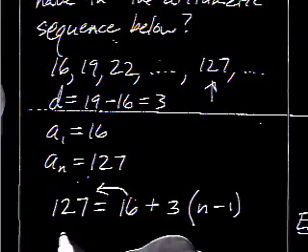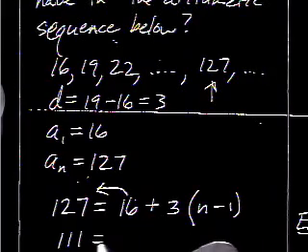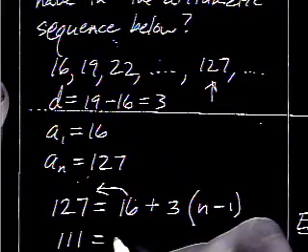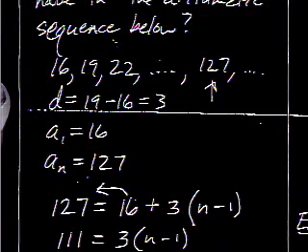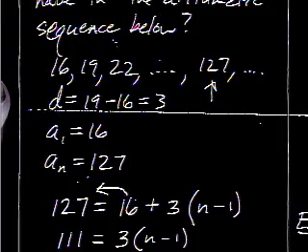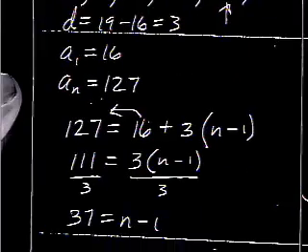So obviously we're going to subtract 16 from the other side, so we have 111 equals 3 times n minus 1. We're going to divide by 3. What do we got there? 4, 1, no, wait a sec, is that 37? Yep. So now we have 37 equals n minus 1.